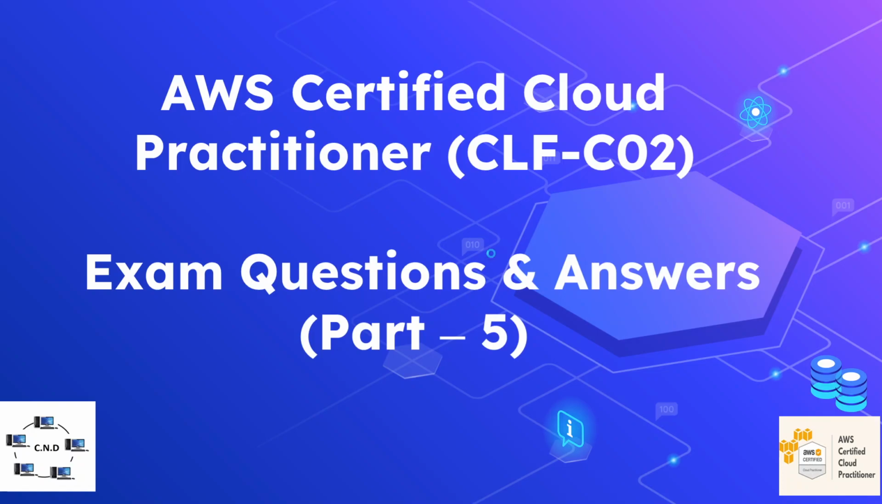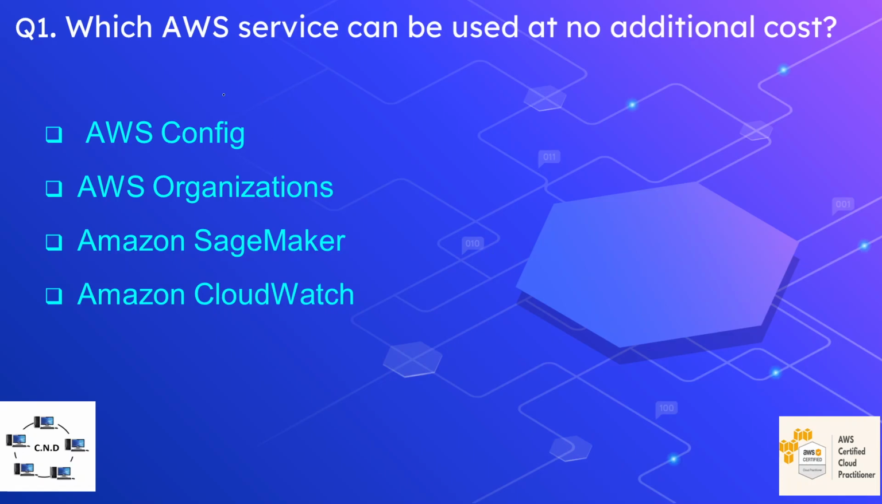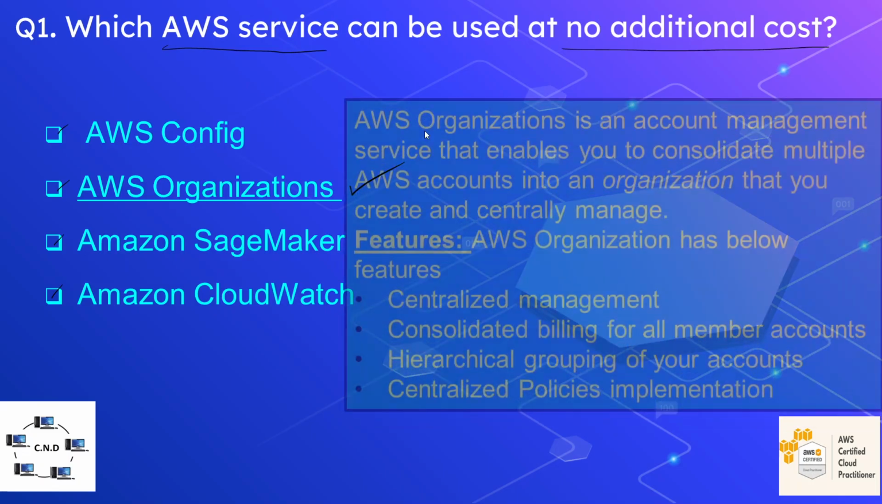So let's get started. Question number one is: which AWS service can be used at no additional cost? The options are option A, AWS Config, option B, AWS Organizations, option C, AWS SageMaker, and option D, Amazon CloudWatch. And the correct option is AWS Organizations.